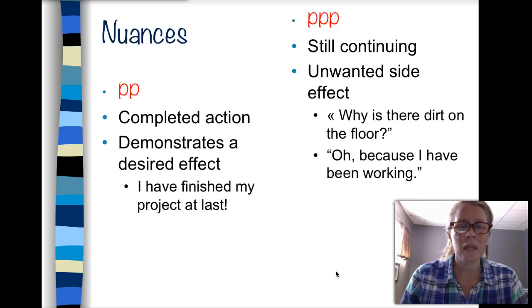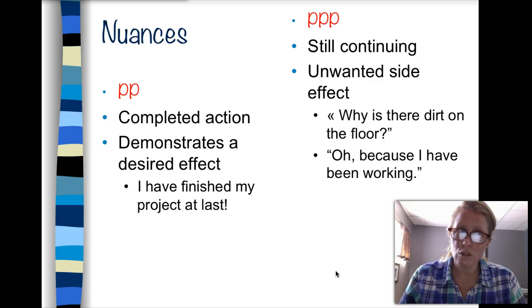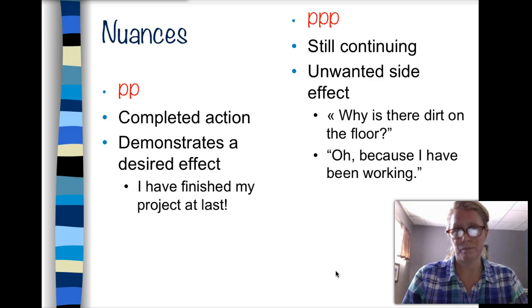There are some nuances between the present perfect and present perfect progressive. The present perfect often talks about a completed action and this demonstrates a desired effect. So I have finished my project at last. The present perfect progressive, or the PPP, means the action is still continuing and we often see an unwanted side effect. So why is there dirt on the floor? Oh, because I've been working. It means you're not finished working yet.